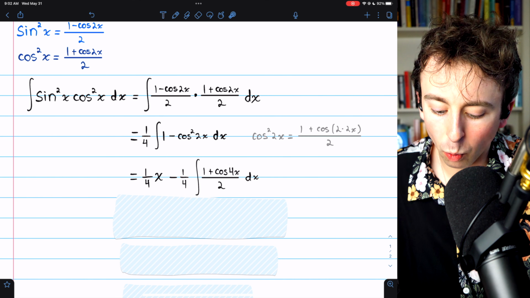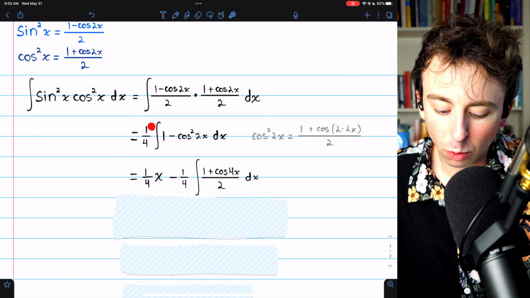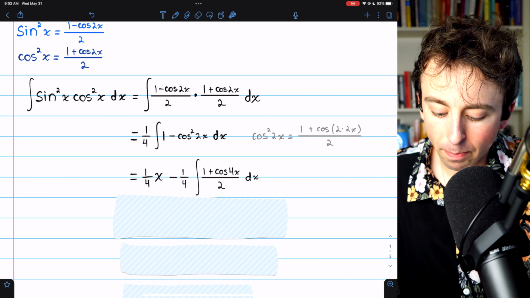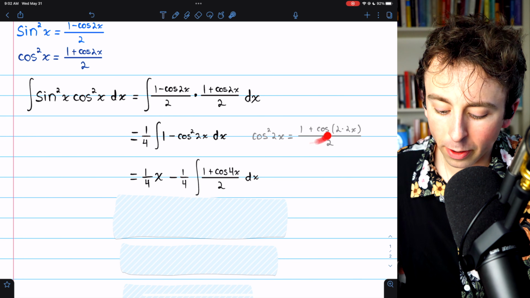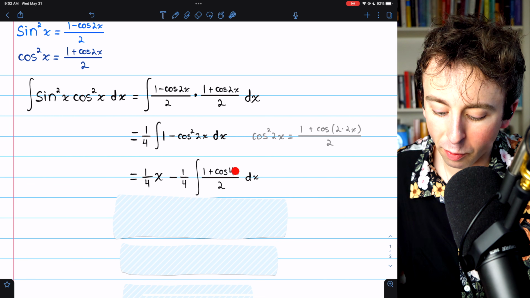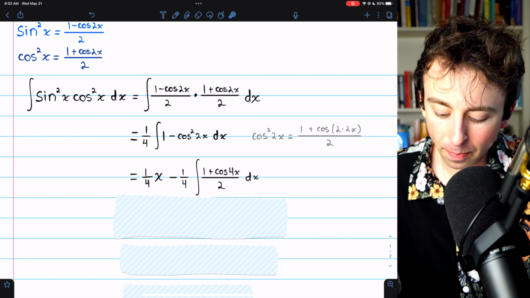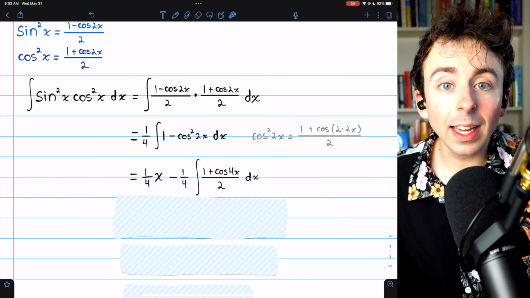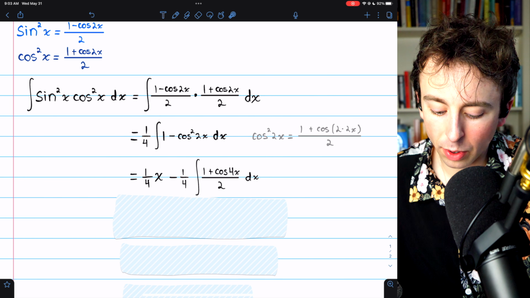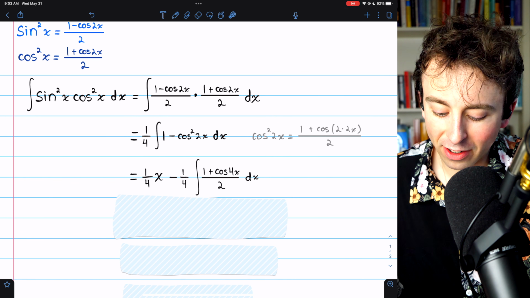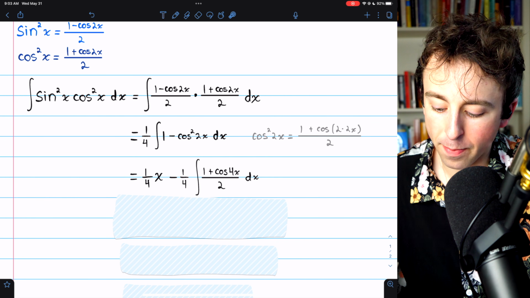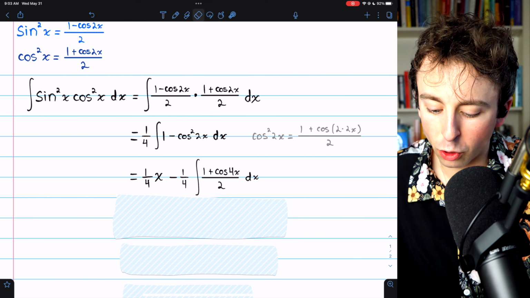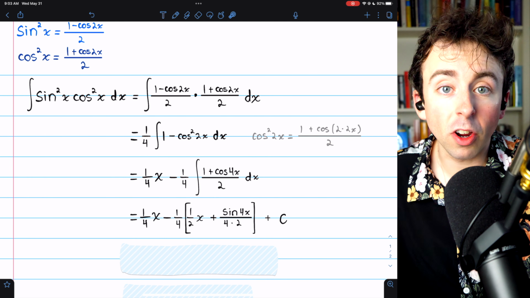We can integrate the 1, that just becomes x, and we'll multiply that by a fourth. And then minus a fourth times the integral of cosine squared of 2x. Cosine squared of 2x, of course, is equal to 1 plus cosine of 4x, doubling that inner angle, divided by 2. Again, all we did here was integrate the 1 and hit it with that fourth, so it's a fourth x, and then that just leaves minus a fourth times the integral of the cosine squared. But by applying this identity, it's equal to that. Now we can finish up the integration.